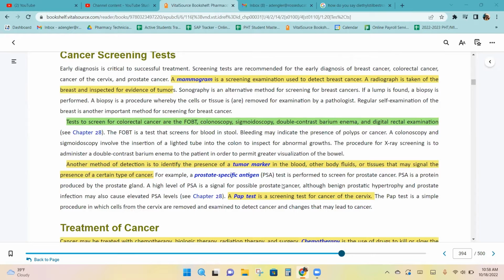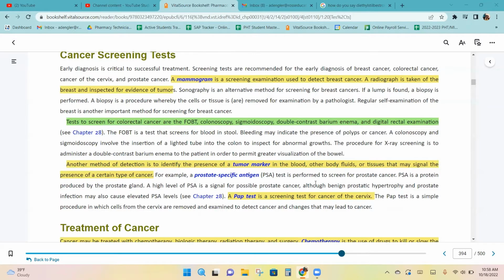A screening test is recommended for the early diagnosis of breast cancer, colorectal cancers, cancer of the cervix, and prostate cancer. A mammogram is a screening examination used to detect breast cancer. A radiograph is taken of the breast and inspected for evidence of tumors. Sonography is another alternative way to screen for breast cancers.